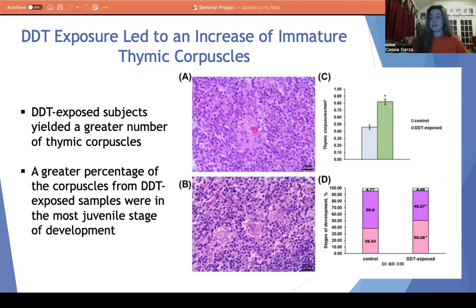And these cells are going to have consequences based on being underdeveloped. Remember, the thymic corpuscles modulate regulatory T cells. So an increase in the number of immature corpuscles negatively impacts the control of T cells, which is also playing a role in their lack of response to lectins, which we're about to see in more detail with this next slide.